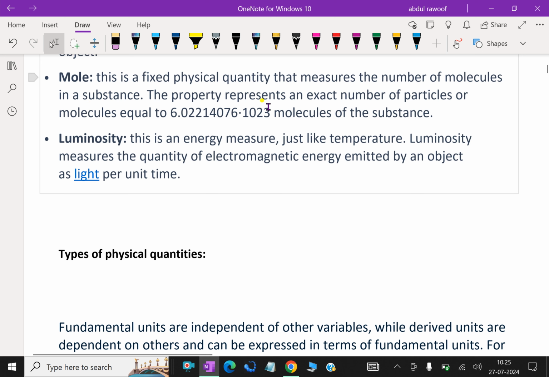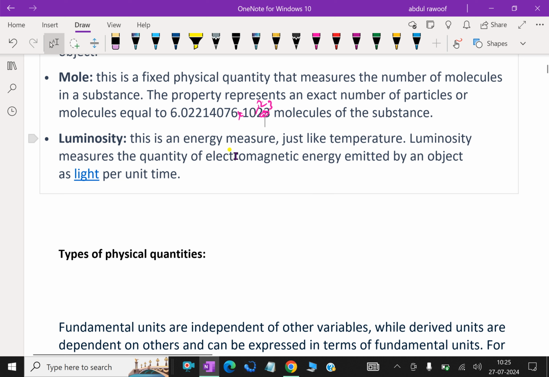Mole. This is a fixed physical quantity that measures the number of molecules in a substance. In a particular volume of substance, how many molecules there are is called a mole. The property represents an exact number of particles or molecules equal to 6.022140076 into 10 raised to 23 molecules of the substance. 1 mole is equal to 6.022140076 into 10 raised to 23 molecules of the substance. That's called 1 mole of that substance.